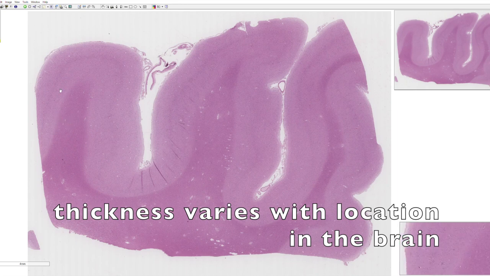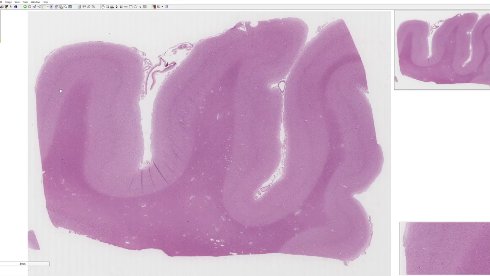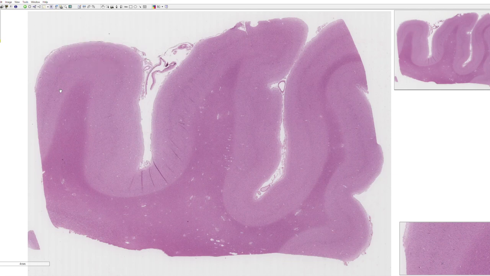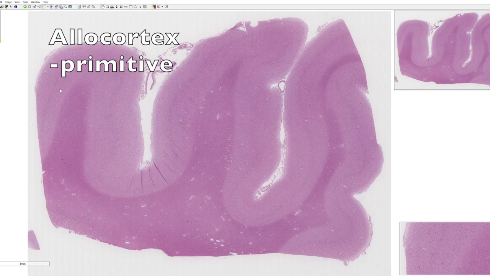Importantly, there's two types of cortical types that you will see in the human brain. You have the neocortex, which is a six-layered structure, as we'll see. And you also have a portion of the brain that's known as the allocortex, which is much more primitive and archaic and has 3 or 4 layers.